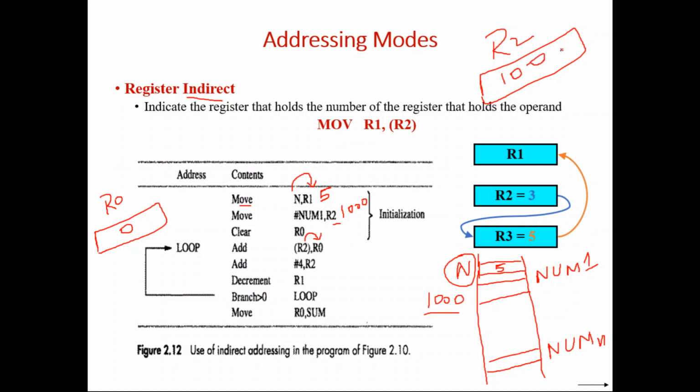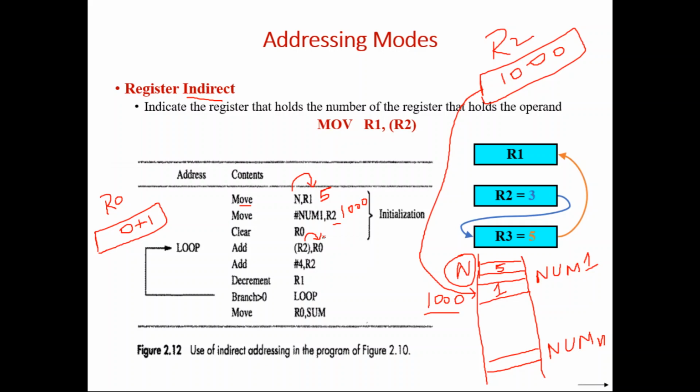So it is indirectly referring to the location 1000. It is acting as a pointer to the location 1000. If the value at this location is 1, that will be added with R0. What is R0? That is 0. So it will do 0 plus 1 and the result will be stored in R0.